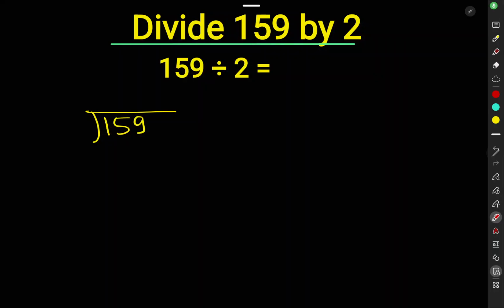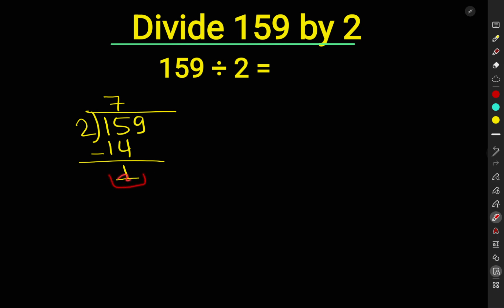Here we divide 159 by 2 in a long division method. So 2 times 7 means 14. On subtracting we get 1.